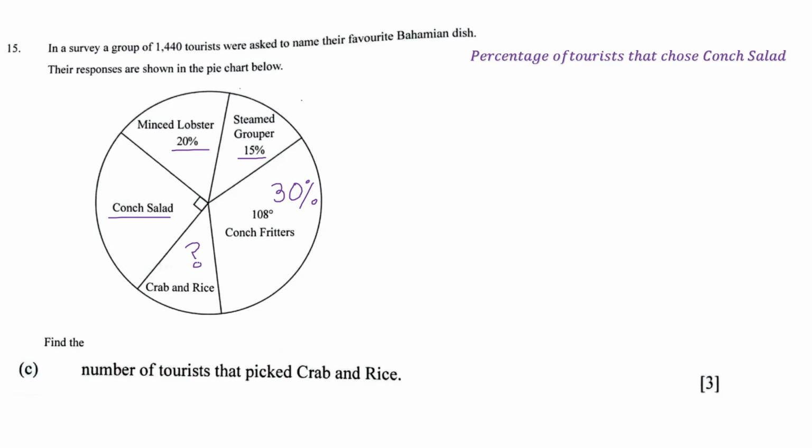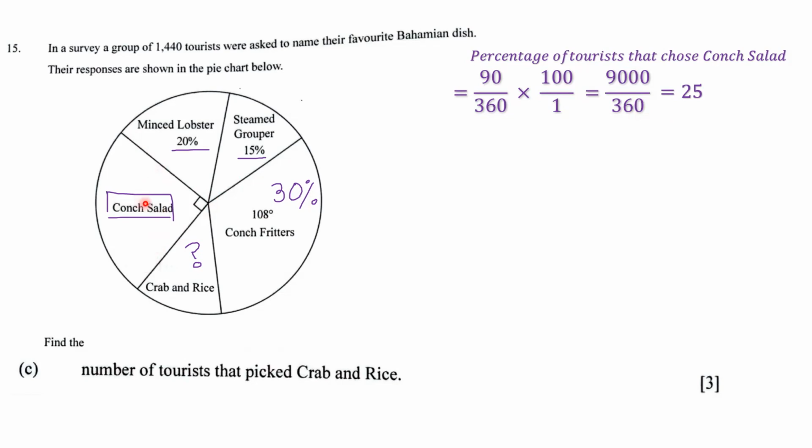So we're going to change all of them to percentages. We already have this one as a percentage, this one, and this one. Now we need conch salad as a percentage. Conch salad is 90 degrees, so we say 90 degrees over 360. That's the fraction of conch salad. We multiply it by 100 to get the percentage. 90 times 100 is 9,000. 9,000 divided by 360 is 25. So conch salad accounts for 25% of this pie chart.